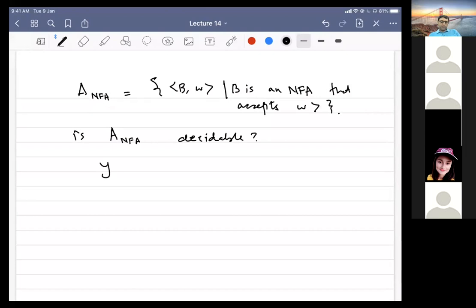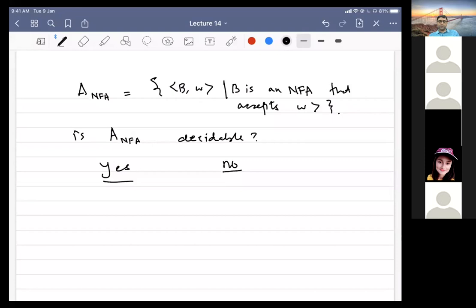Is it decidable? Can you answer? There are two possible answers. Yes, it is decidable. No, it is not decidable. If you say no, it is not decidable, then you have to show me why, where is the counterexample. And if you say yes, it is decidable, then you need to show me a proof of how or why it is decided. What is the answer? Is ANFA decidable or not? I think it's decidable. Anyone who says no? Okay.